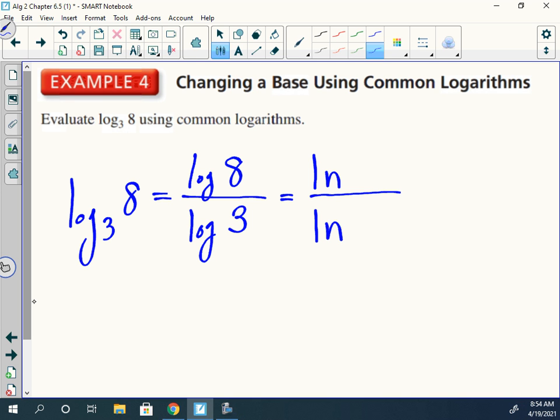Any questions on this so far? Now, how would I write this with natural logs? ln of 8 over ln of 3. It will actually give you the exact same thing. Any questions on any of this?